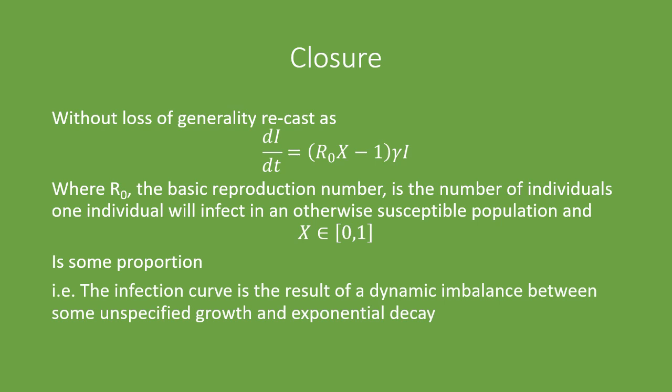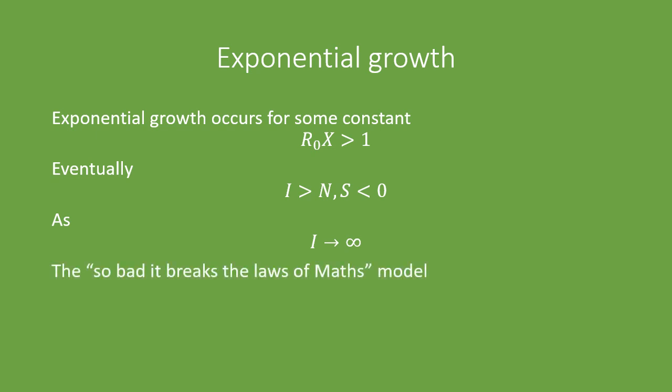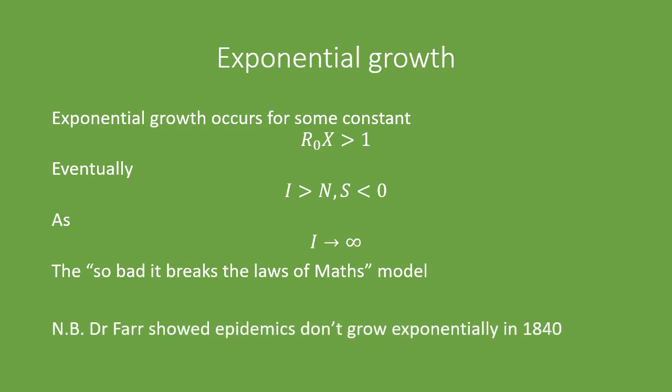Hence, the infection curve is the result of a dynamic imbalance between some unspecified growth and exponential decay. Exponential growth occurs when the proportion is constant and large enough. Eventually, the number of infected will be larger than the size of the population, whilst it heads off to infinity. I call this the so bad it breaks the laws of maths model. Note that Dr. Farr showed epidemics don't grow exponentially in 1840.